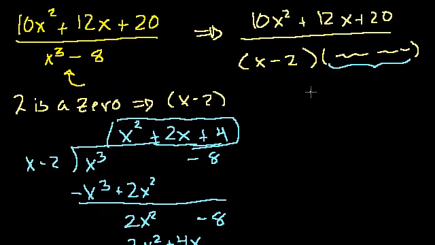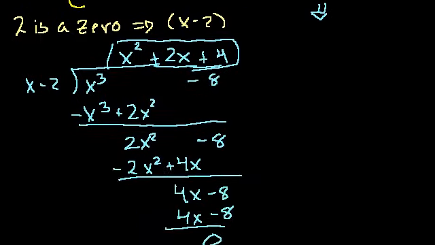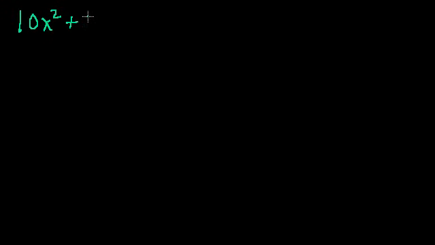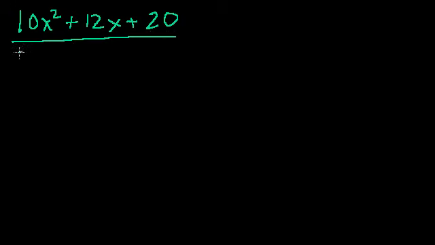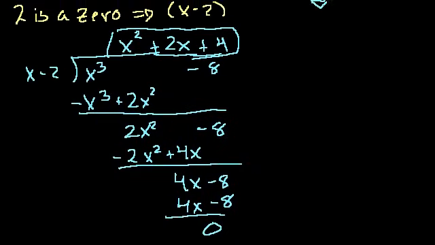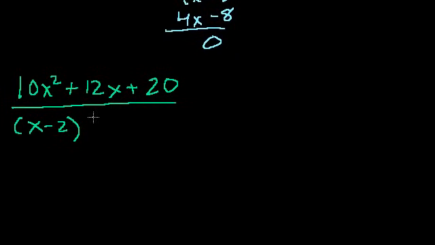So now we can write our original problem. Let me write it down here. What was it? Let me switch to another color. It was 10x squared, I have a bad memory, plus 12x plus 20 over x minus 2 times, what was that? X squared plus 2x plus 4.